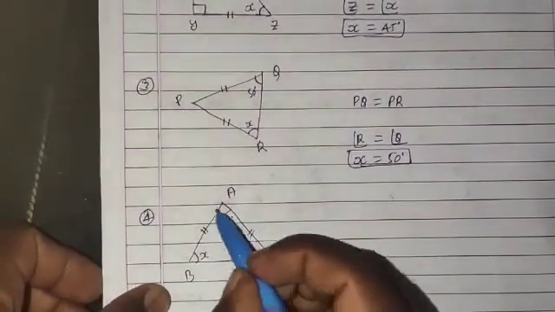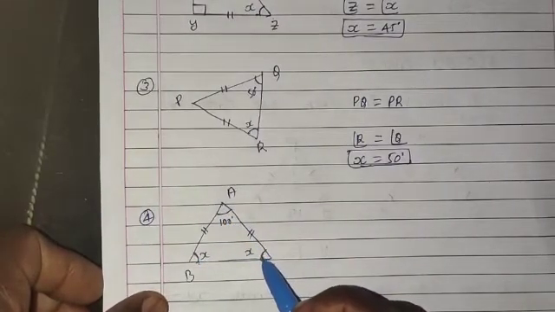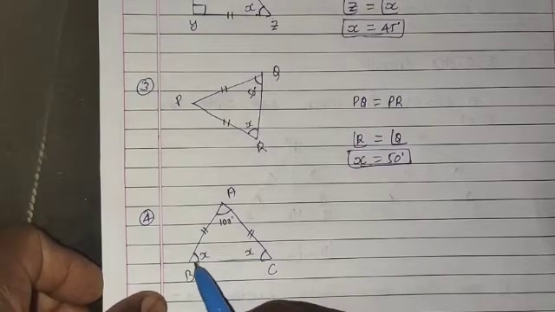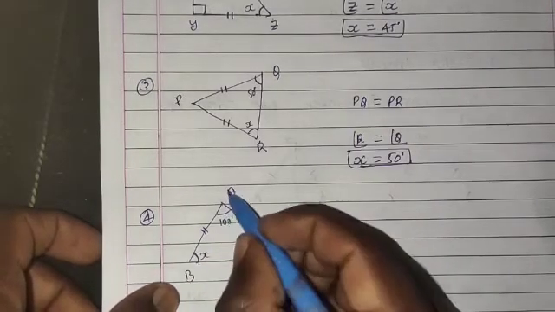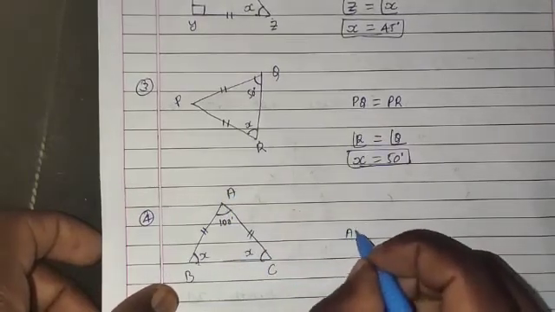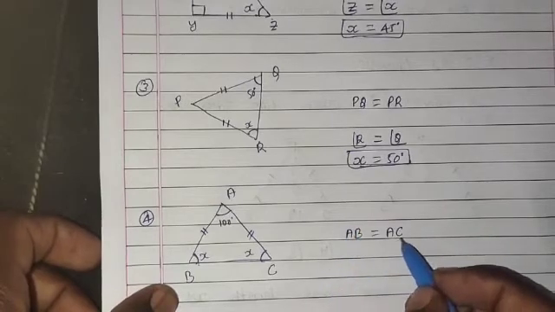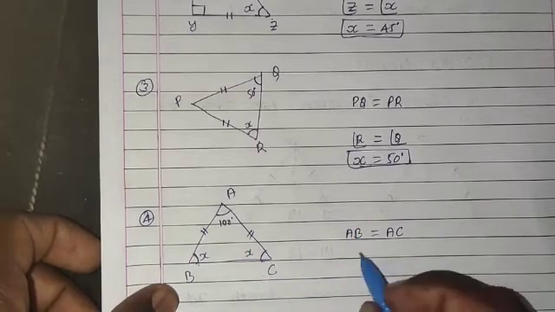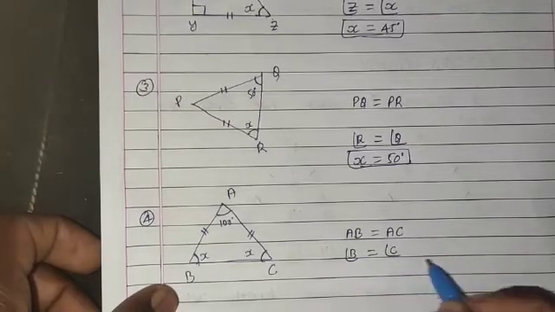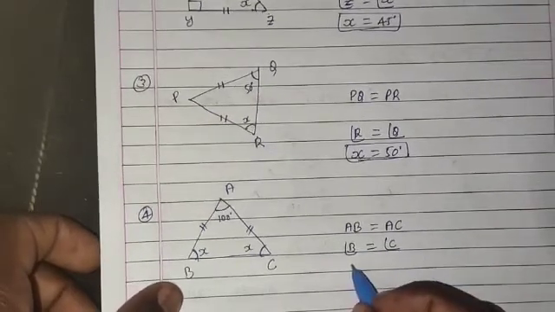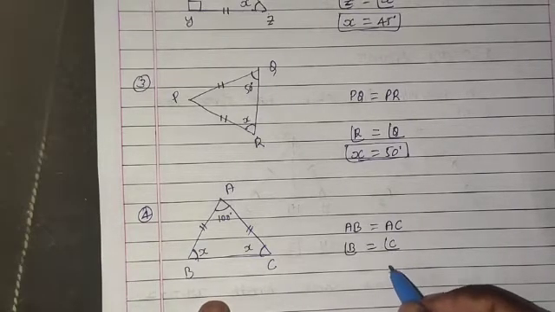ABC is a triangle. Here angle A is 100 degrees, angle B is X and angle C is X. Now we have to find out angle B and angle C, which means the value of X. In this triangle, AB is equal to AC, so it is an isosceles triangle. So here the base angles, angle B, is always equal to angle C. Angle B is X and angle C is also X. So we have to find out the value of X.